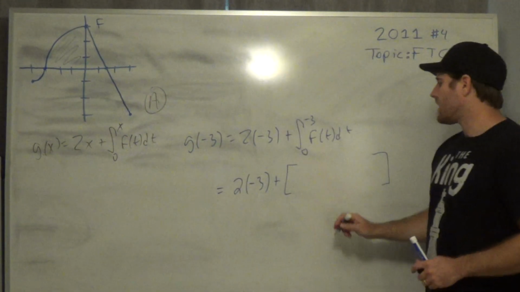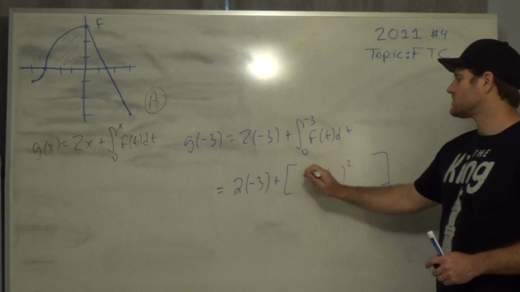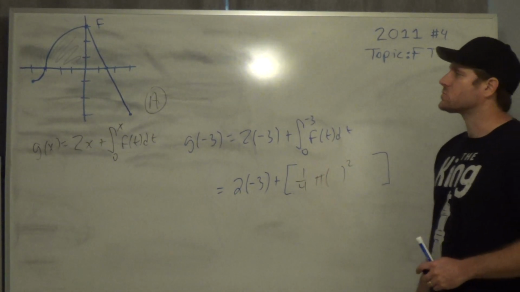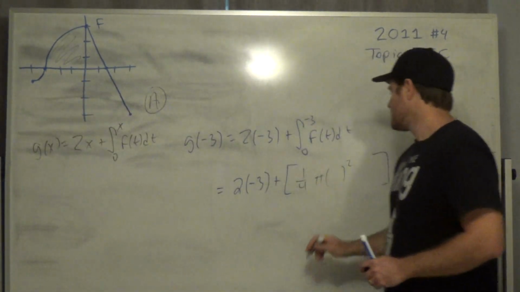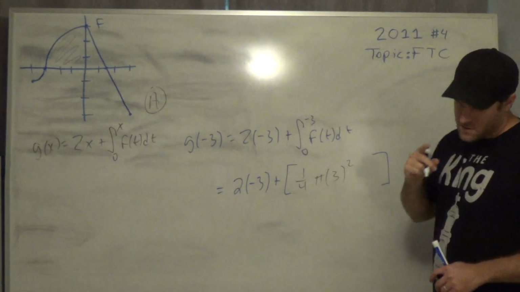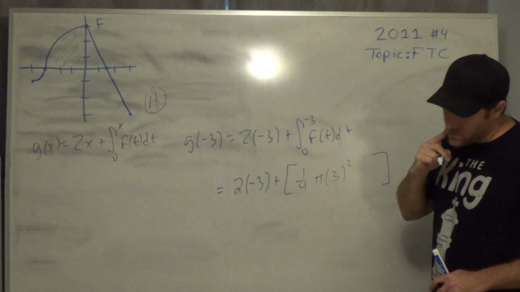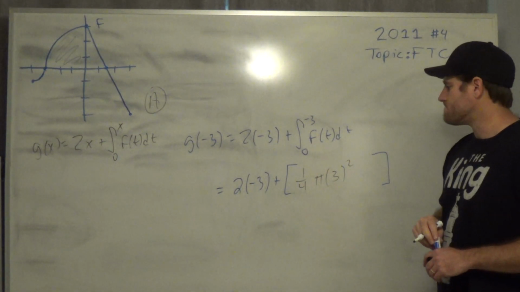So we know the area of a circle is pi r squared, but this is a quarter circle, so it's 1/4 pi r squared. And the radius of this is 1, 2, 3. So we just throw a 3 in there and we're done. The area from 0 to negative... Oh no! Bad Mr. Pygott.